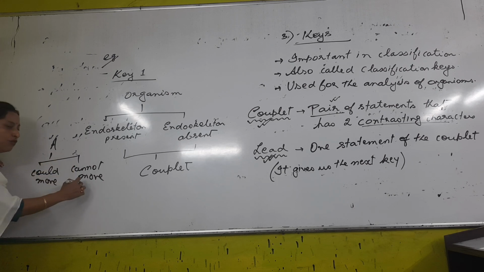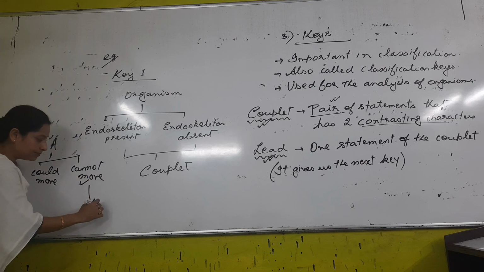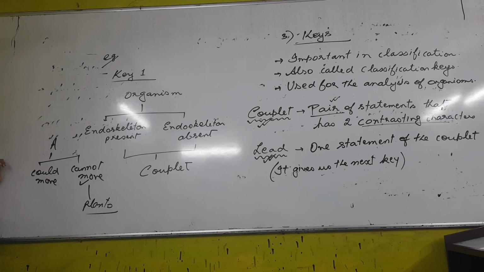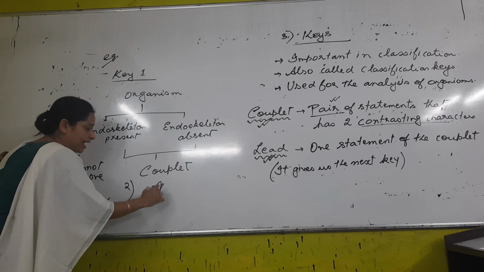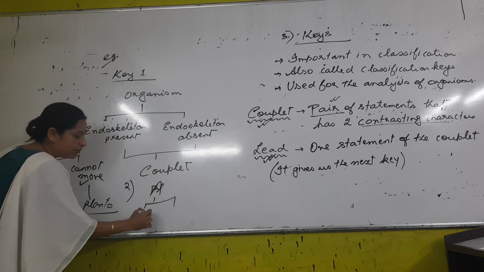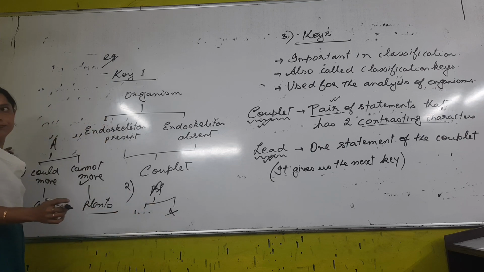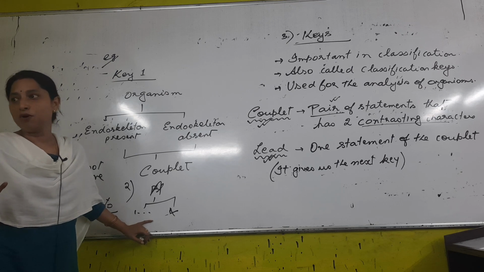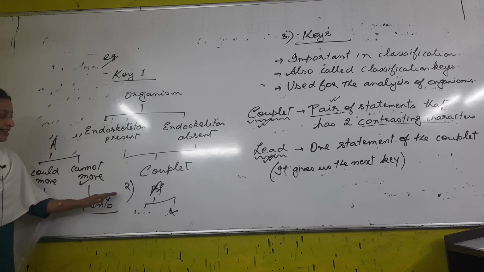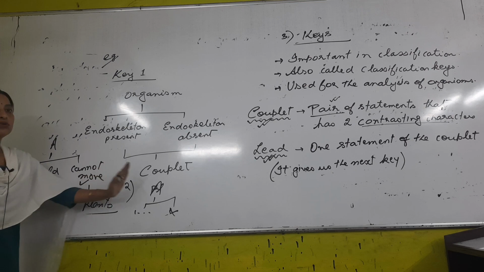Suppose it cannot move, then it is a plant; if it can move, then animal is the normal thing that we talk about, right? Suppose this is key number 1. Once you have identified the organism to be a plant, the next key could be that the organism could make its own food, or could not make its own food, right? Out of these two statements, you will choose one, obviously not both. So, once you are done with the first key, you go to the next key.